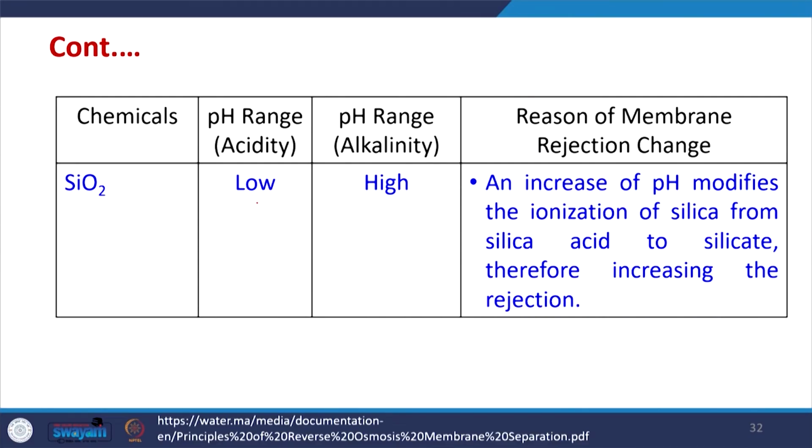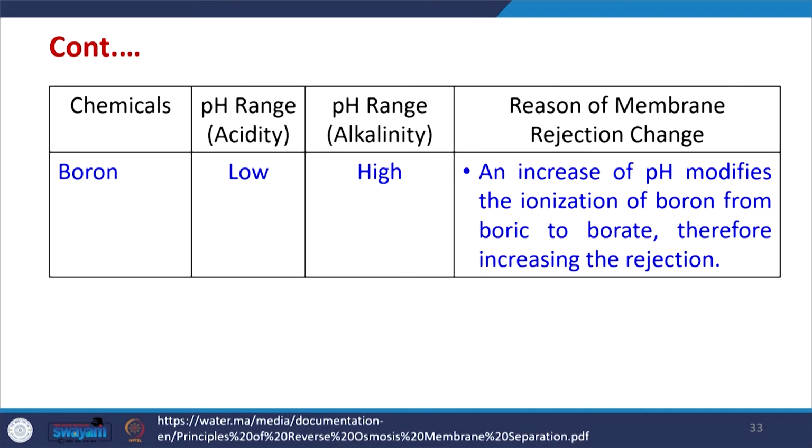If silica is present, then the rejection rate is lower in the acidic pH range and higher in the alkaline pH range. If the amount of silica is more in the water, an increase in pH modifies the ionization of silica from silicic acid to silicate at the higher pH condition, and therefore it increases the rejection rate. So, this is why in the alkaline pH range the rejection of silica is higher. If boron is present, again in the higher pH range it is more rejected. An increase in pH modifies the ionization of boron from boric acid to borate, and therefore increases the rejection.